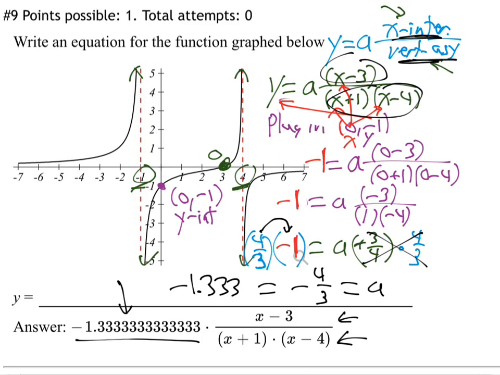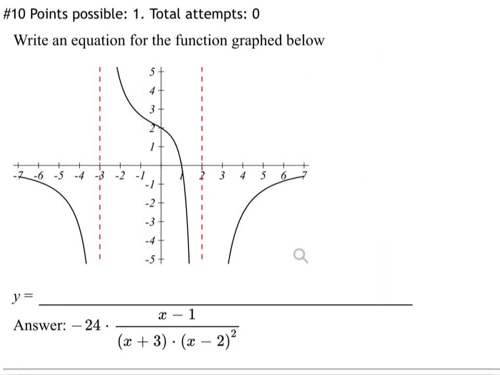And then you find the a by plugging in the y-intercept. X is 0, y is -1. And then solve for a by multiplying by the reciprocal, the upside down of the fraction on both sides. And you get a. And just divide it on your calculator, get a decimal. There we go. Number 10, same kind of thing.